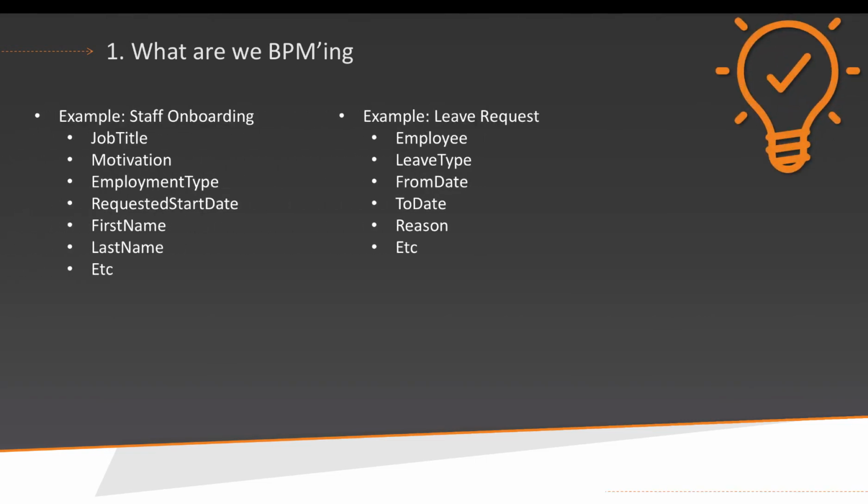And typically in the example of staff onboarding that we're busy with, you'll see that all of this information relates to what it is that we're sending through the process. So staff onboarding, you'll typically have job title, motivation, employment type, requested start date, first name, last name, and so on and so forth. And this information describes the data or the form. If we have an example of a leave request, you'll have employee, leave type, leave from, leave to, reason for leave, and these sort of things.